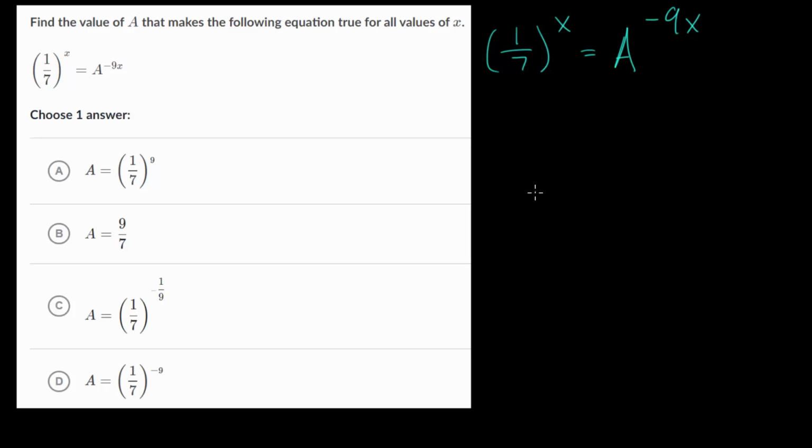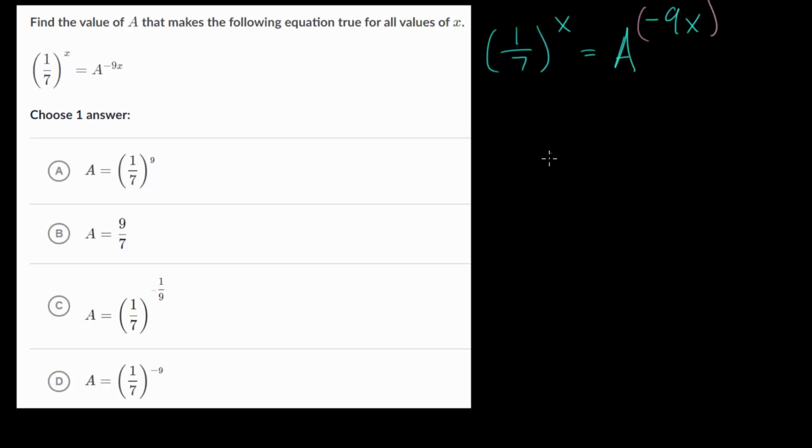Now, there are two approaches to this. Since this is multiple choice, we could just check different values of a and plug them in to see which one of them would simplify to 1/7 to the x. Or we can think it through a different way, since you won't always have multiple choice. So what we can start by noticing is that on the right-hand side, we have a product for our exponent.